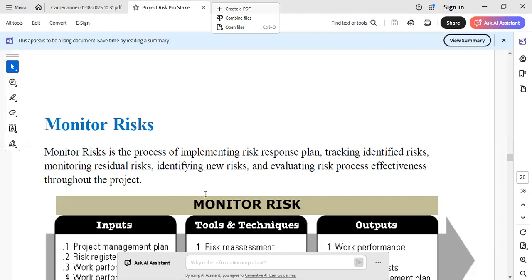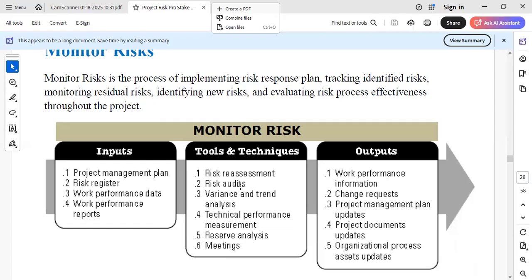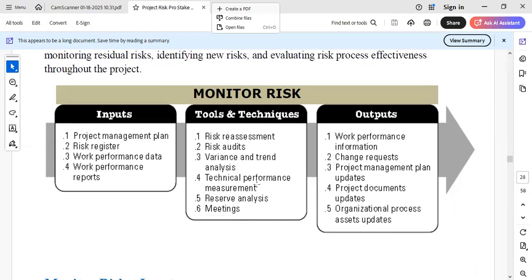So that's about the monitoring of the residual risk. Like I said, the new risks are the secondary risks. Therefore, you must evaluate them and ensure that your processes are effective. So taking a look at the chart here, you see our inputs: the project management plan, the risk register, the work performance data. These are things we want to analyze to tell if what we say should happen is what is happening and is giving us the speculated result, right?